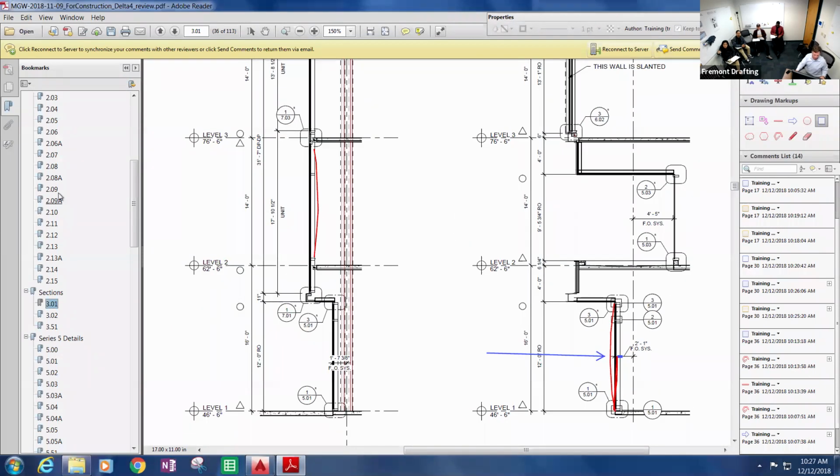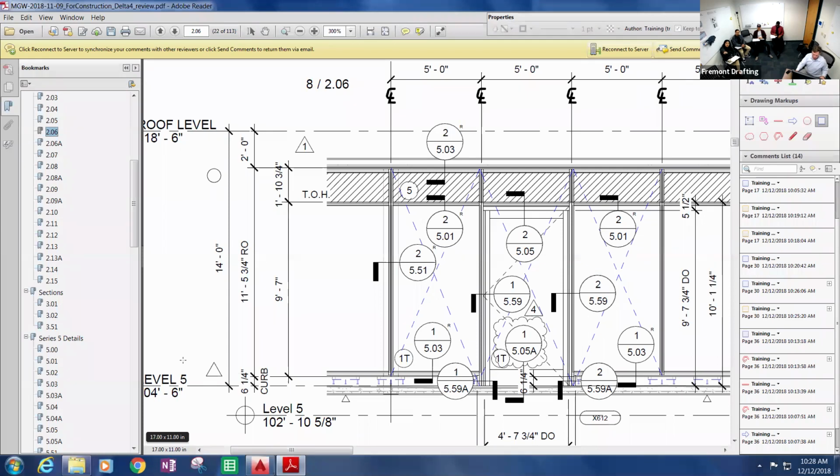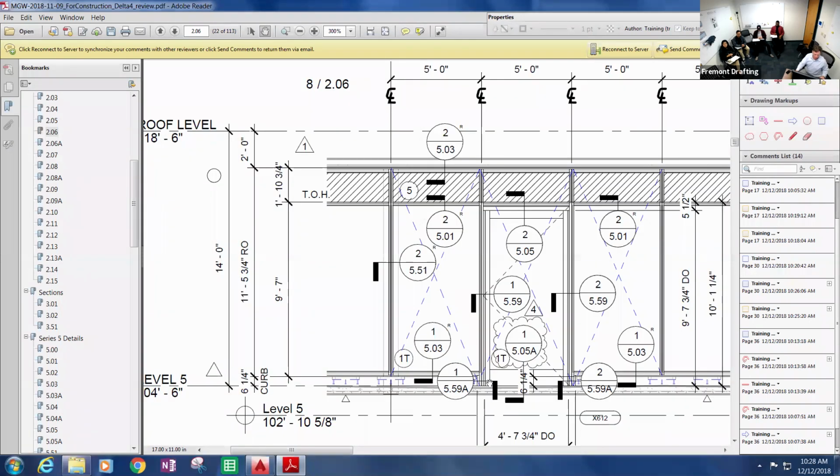Section-wise too, we show those same symbols. You can see here the strip window: the dead load's at the bottom and the wind load's at the top. And then that mini Mac, as we call it, that you see in your head details that comes down, that's a wind load connection. It's not a hard dead load.